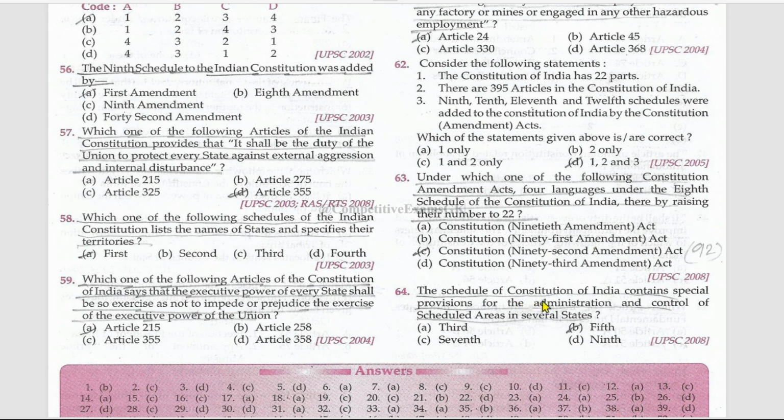Which schedule of the Constitution of India contains special provisions for the administration and control of scheduled areas and scheduled tribes in several states? Fifth schedule.